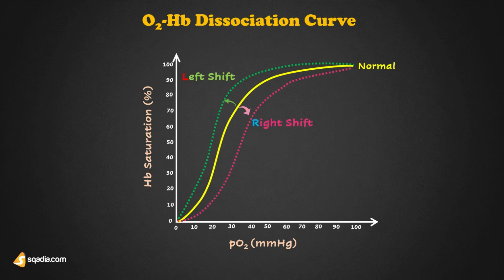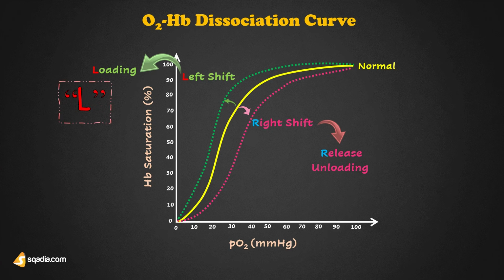Now, the oxygen-hemoglobin curve is shifted either to the left or right in various conditions. Shift to left indicates acceptance of oxygen by hemoglobin or loading of hemoglobin, while shift to right indicates dissociation or release of oxygen from hemoglobin or unloading. You can memorize it by their initial letters, L for left and L for loading, indicating that loading will shift the curve to the left, while R for right and R for release. So release of oxygen from hemoglobin will shift the curve to the right.